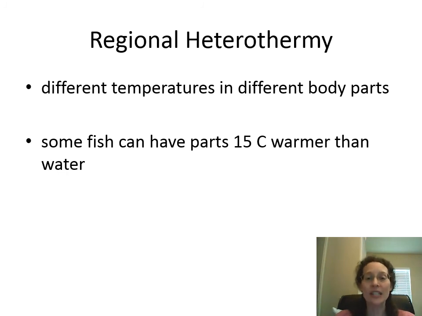And then just to confuse things even more, we will have what's known as regional heterothermy. So basically hetero here is different, right? This is just the idea that we have different temperatures in different regions, different parts of our body. Some fishes can have parts that are 15 degrees Celsius warmer than the water. That's almost 60 degrees Fahrenheit. So this allows some fish to exploit certain habitats. If you're a warmer fish, you're going to be a faster fish. If you're a faster fish, you can catch that prey better.